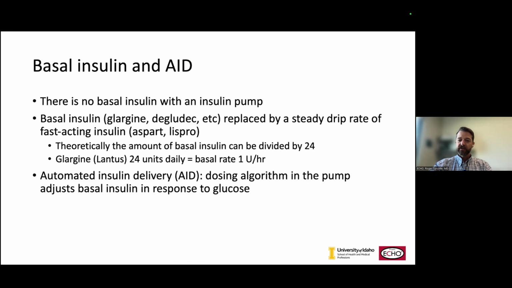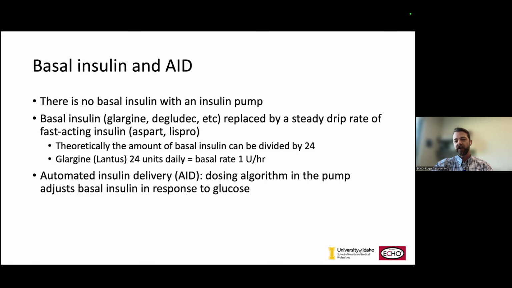In theory, you could think about this as you take however much basal insulin they're on and just divide that by 24, and that would give you a basal rate. The rate is always specified in units per hour. So if they were taking 24 units of glargine, their basal rate would be 1 unit per hour. Now, that's theoretically. In reality, that's not how we calculate, or at least how we set the initial settings.